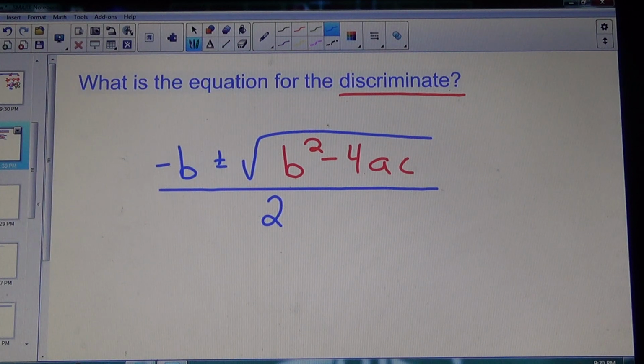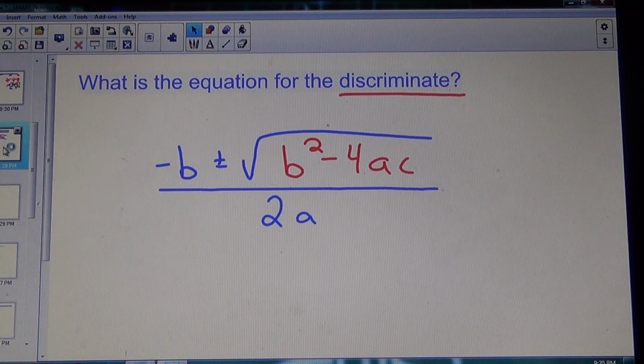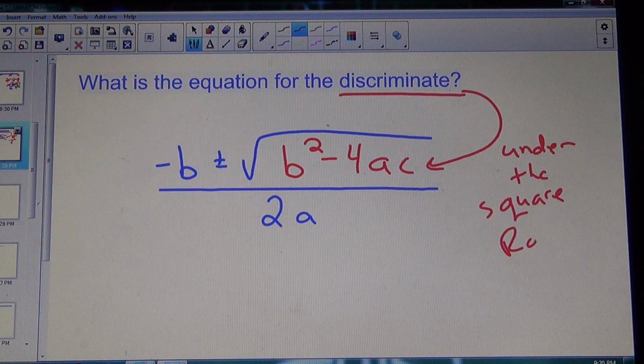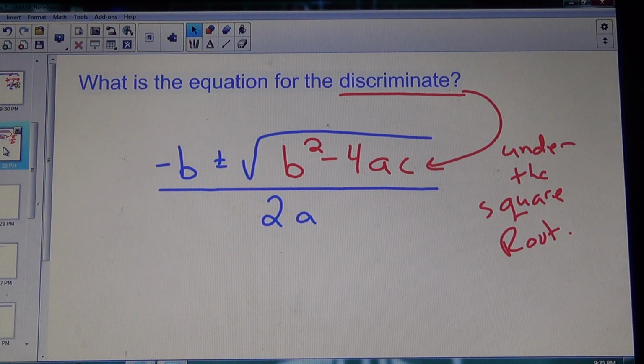X equals negative b. Alright, so there it is. Yes, that is the quadratic formula there. So the quadratic formula is the whole thing, but the discriminant is just the stuff under the square root. On the test, I'll ask you a question like find the discriminant of an equation. Use that equation and be able to figure it out.